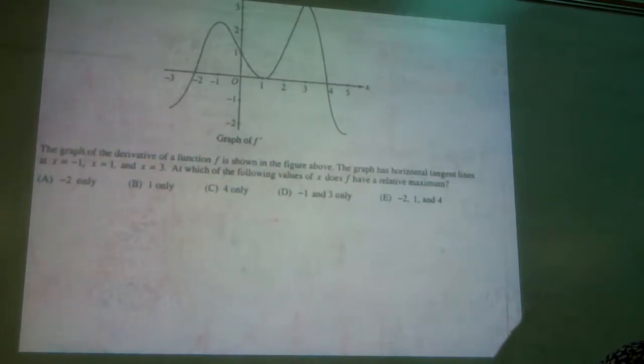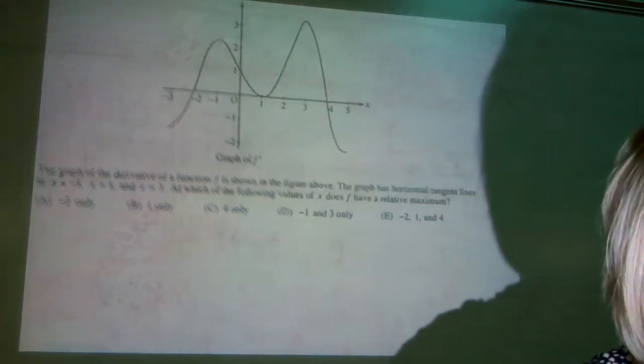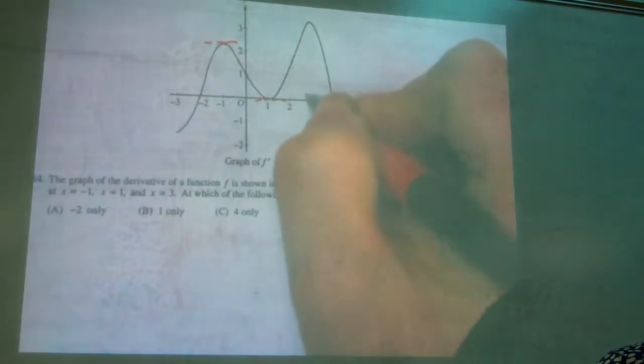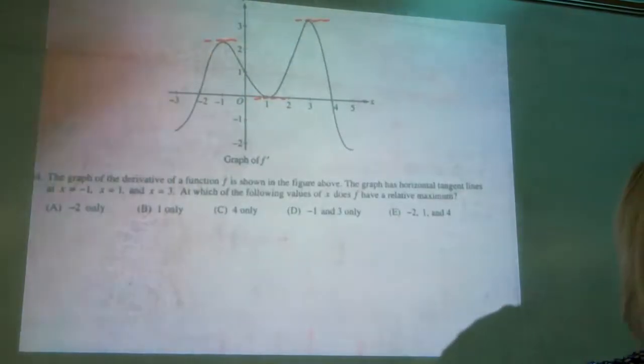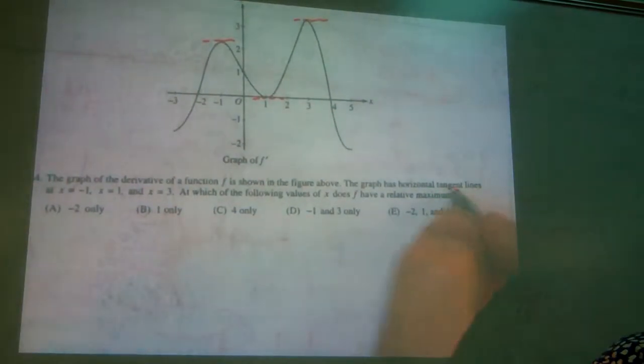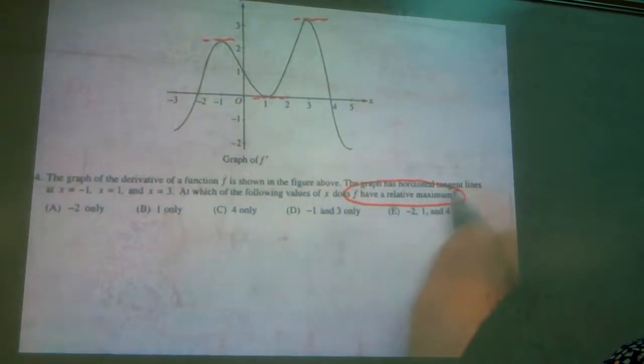All right, 84. I think this exact problem might be on your take-home test, maybe. I don't remember, I think it might be though. It says the graph of the derivative of a function is shown in the figure above. It has horizontal tangent lines at -1, 1, and 3. So they're just telling you that that's where those maxes and mins are. At which of the following values of x does f have a relative maximum?